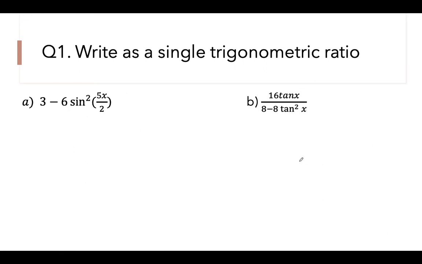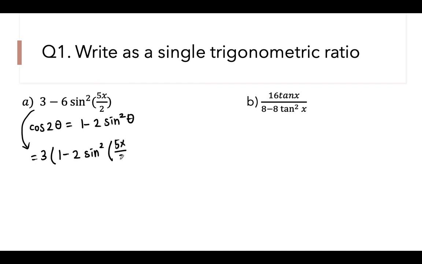Okay, let's see the next question. Write as a single trig ratio, same thing. Now 3 minus 6 sine squared. So again, what does this look like? This looks like the cosine double angle formula. Specifically, it looks very similar to 1 minus 2 sine squared theta. So in order to look like 1 minus 2, I'm going to factor 3. So it's going to be 3 times 1 minus 2 sine squared 5x over 2. Now it looks exactly like this.